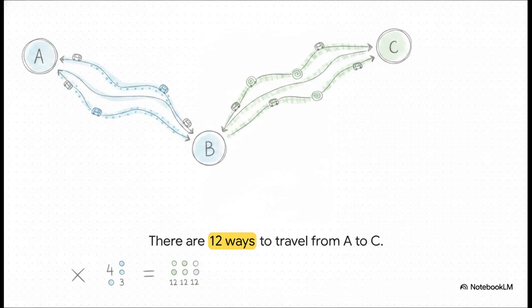And this brilliantly illustrates the concept. If you have 4 bus routes from point A to point B and 3 bus routes from point B to point C, you just multiply them. 4 times 3 gives you 12 total ways to travel from A to C. It is literally that straightforward.